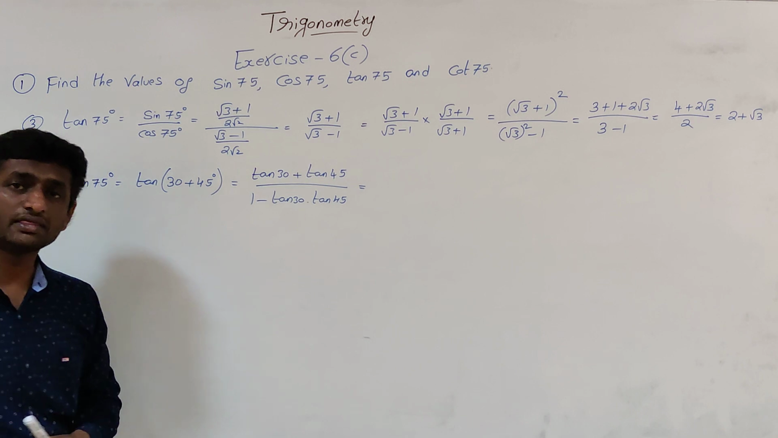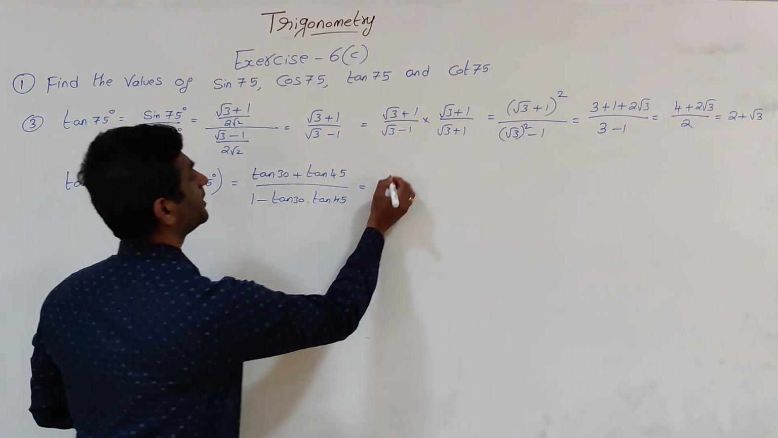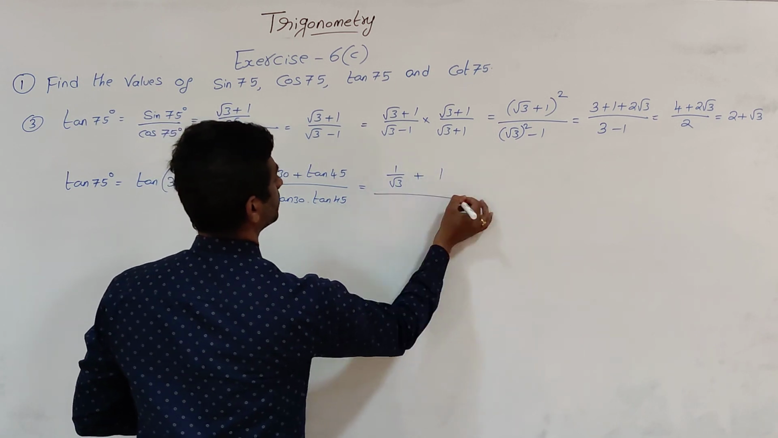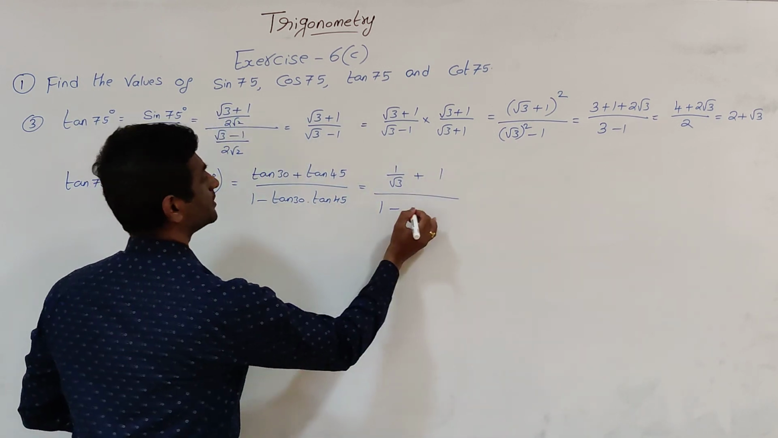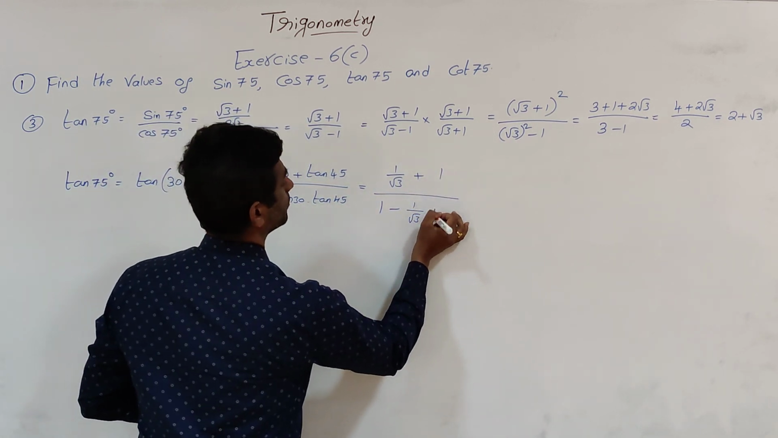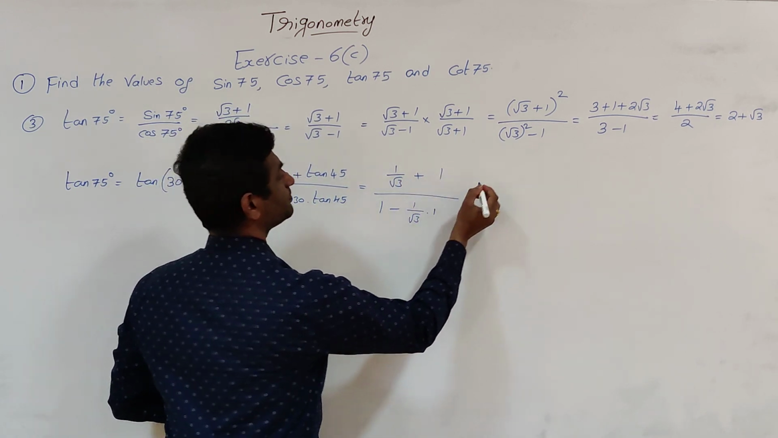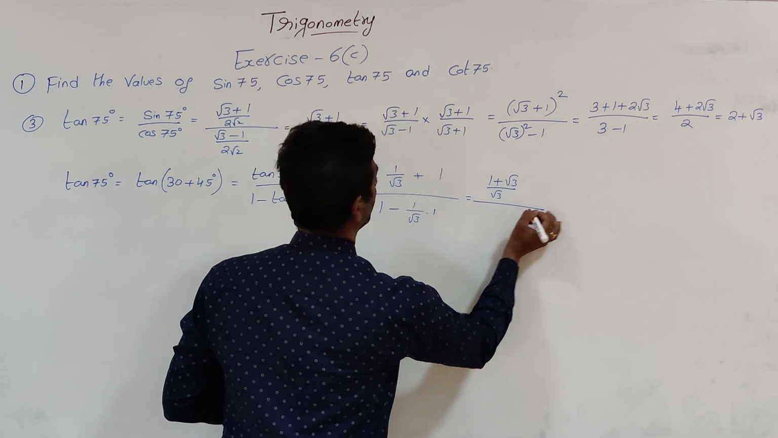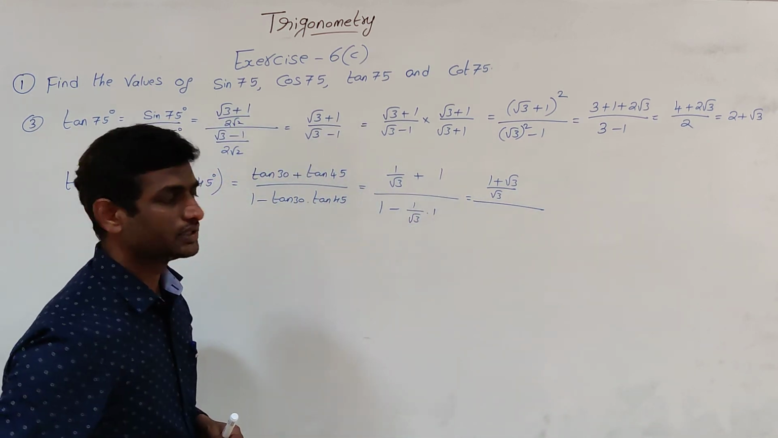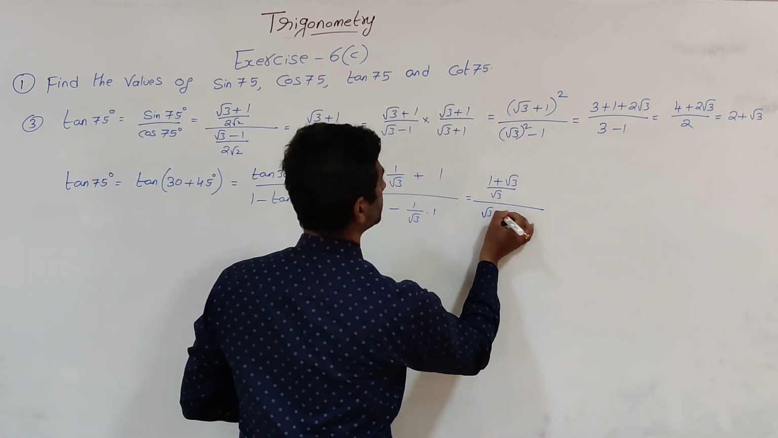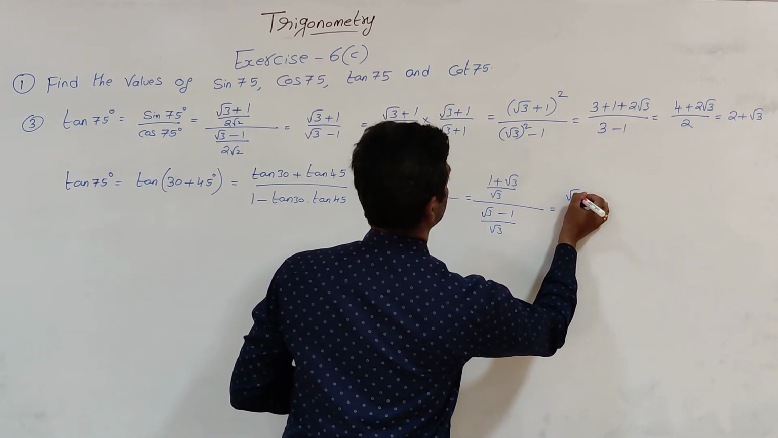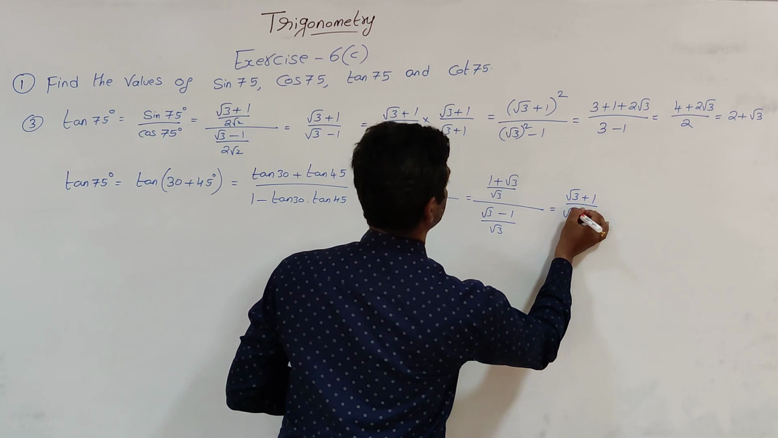What is the value of tan 30? It is 1 by root 3, plus tan 45 is 1, by 1 minus tan 30 is 1 by root 3 into 1. So take LCM, it will be 1 plus root 3 by root 3 upon 1 minus 1 by root 3. Again take the LCM, it will be root 3 minus 1 by root 3. So which will be root 3 plus 1 by root 3 minus 1.